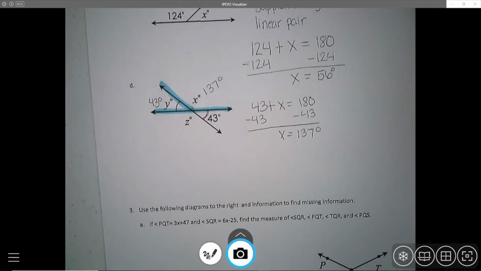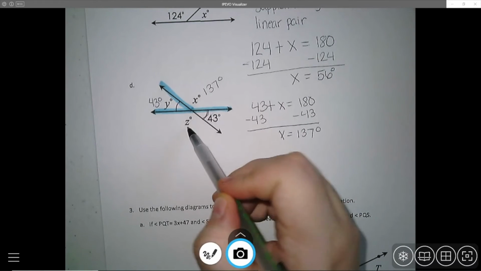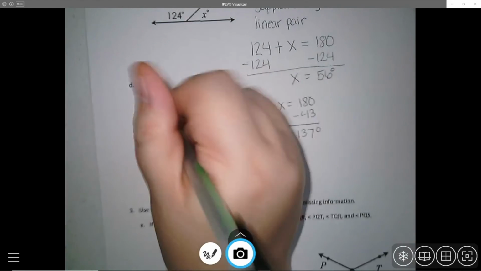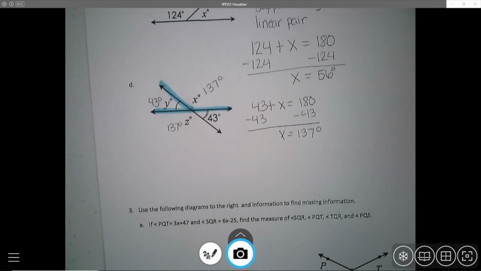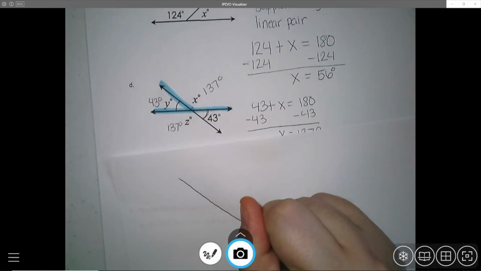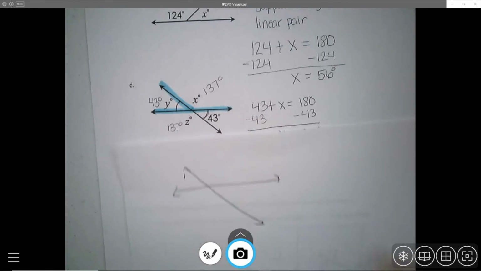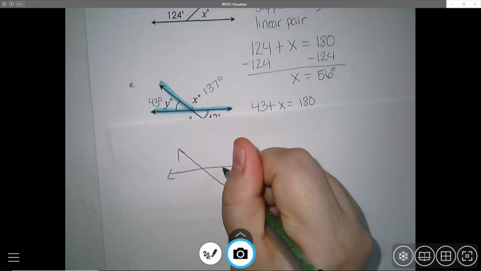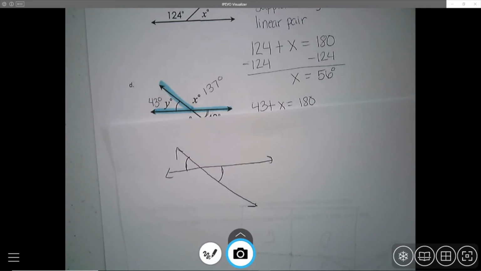Okay? I'm going to say the easiest is x and z are vertical from one another. So if x is 137, z is also 137. Anytime you have a picture that is just an x, because we do here in D, if I redraw this picture here in D, it looked something like this. This was where the 43 is. This is where the y is. Those were vertical angles. They are across from each other.